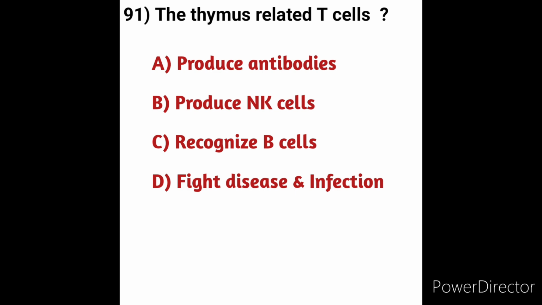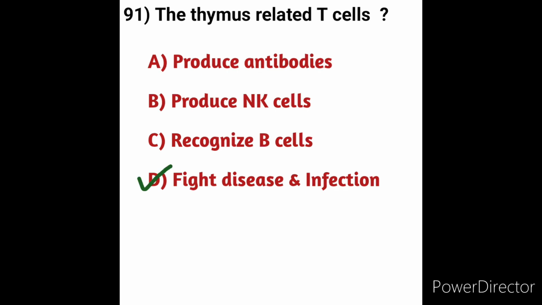T cells help the immune system fight disease and infection. So here option D is the correct answer. The thymus gland produces most of the T cells before birth. So here thymus-related T cells fight diseases and infection. Option D is the correct answer.